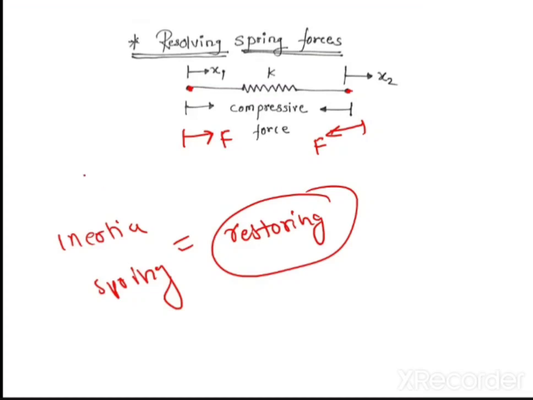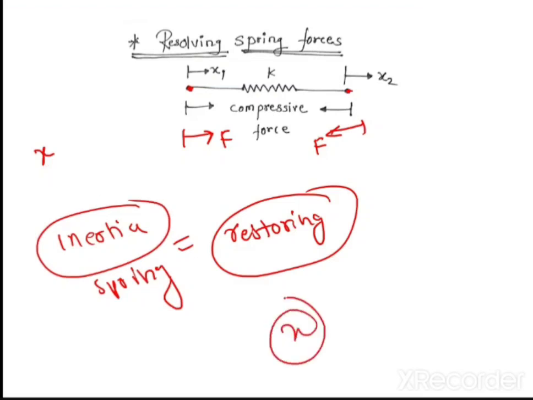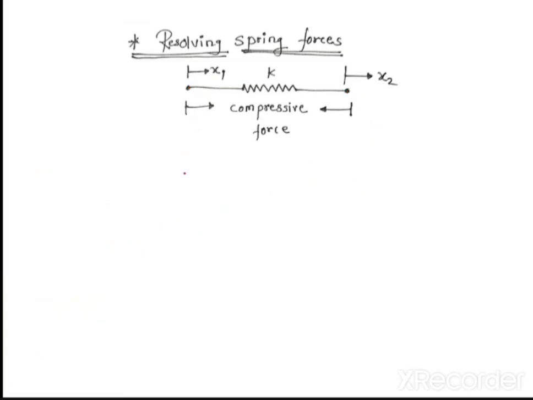Means what? If the mass is displaced by x, inertia force will bring the mass to its original position. If spring is displaced by x, spring force will bring the system to its original position. Manun apan inertia force and spring force la restoring force manto. And these forces, inertia force and spring force, will always act opposite to the external exciting force.